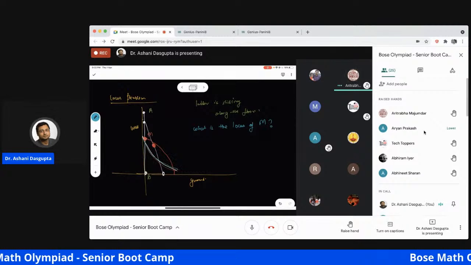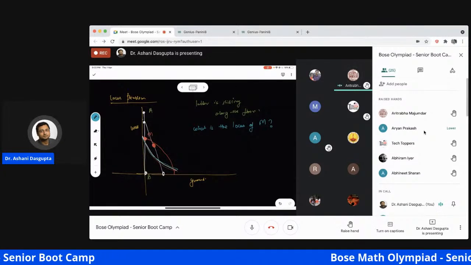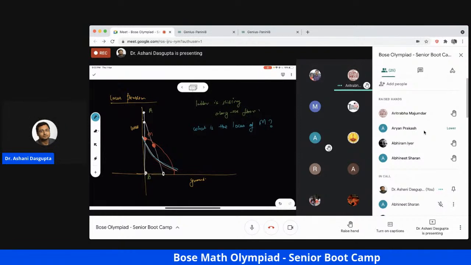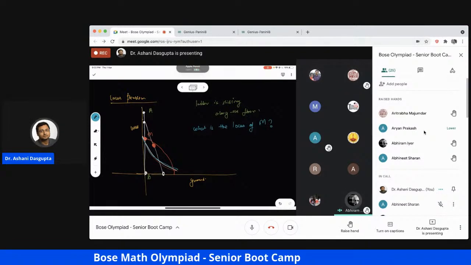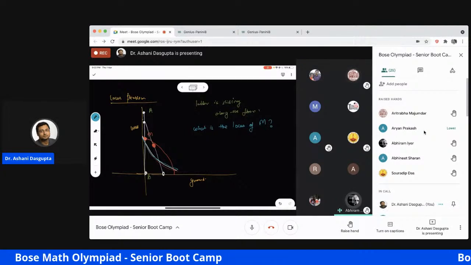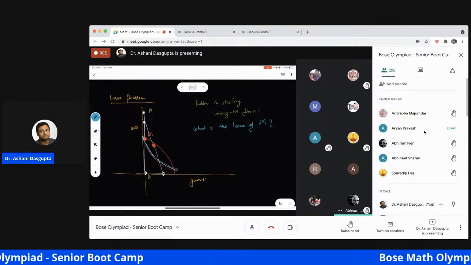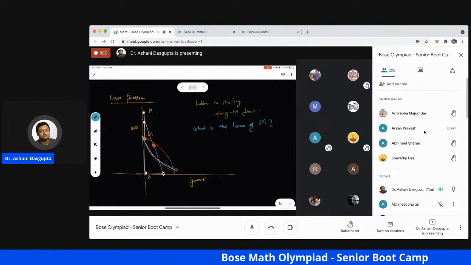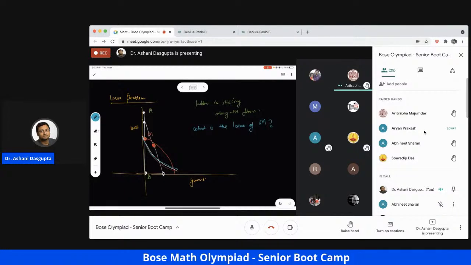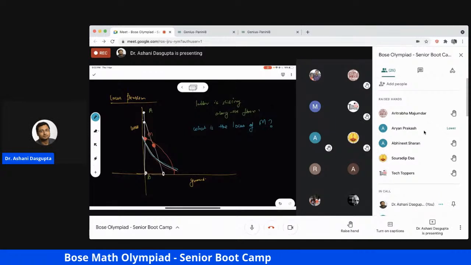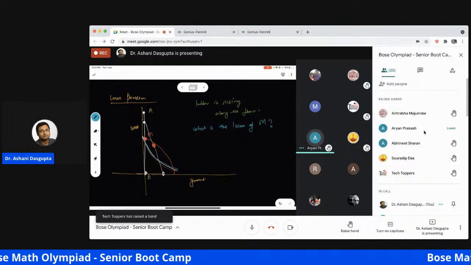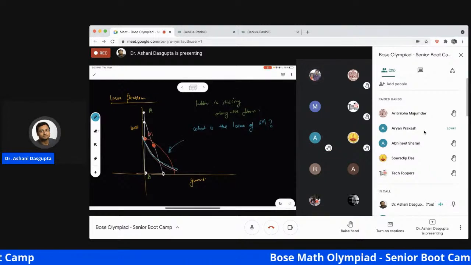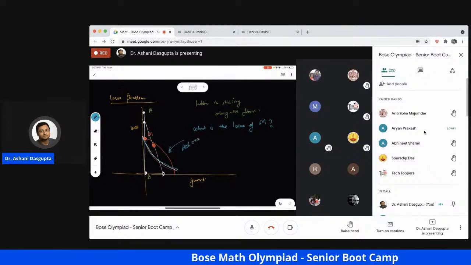Okay, I'll go to another person. Let's say I go to Abhiram Iyer. Abhiram, what do you think is the answer? Well, I think that it will be like 1/4 of a circle, that white line. The white one. Okay. Let me go to Aryan Prakash one more time. So I think it will be the red one. It will be a quarter circle and it will be the red one. Yeah, of course. So that's the answer.